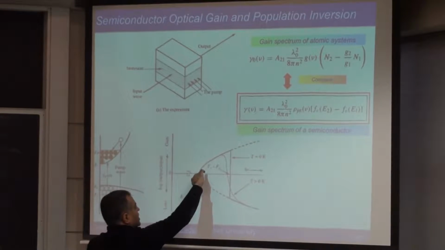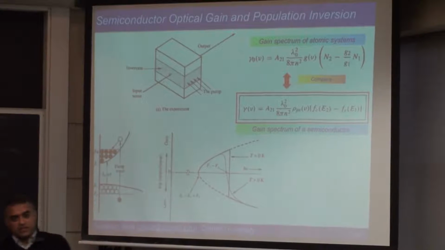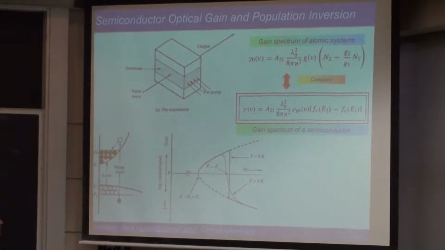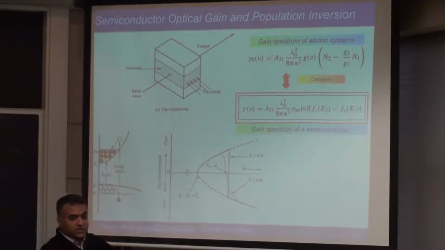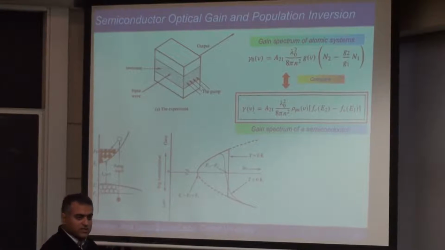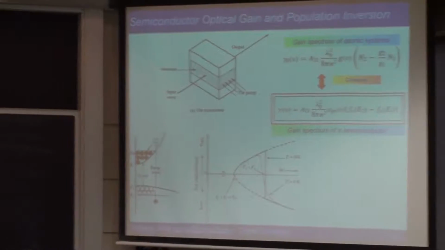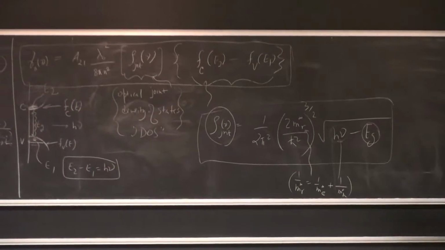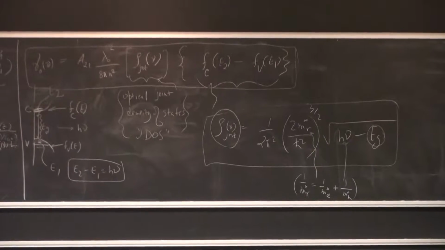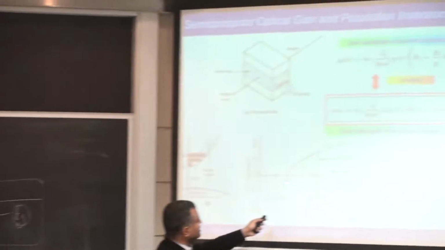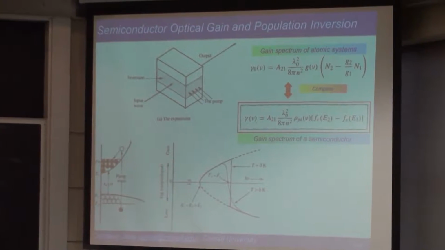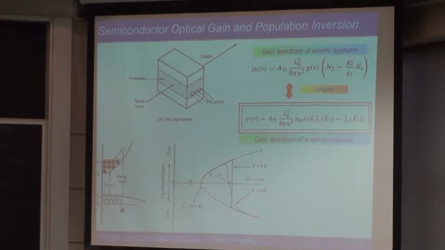So this is your gain spectrum of a semiconductor diode. It's not a Lorentzian, it's not a Gaussian, it's determined by the band structure of the semiconductor, or the density of states. The optical joint density of states is the gain spectrum of the semiconductor. And then we can do a low temperature, high temperature, and these have been measured to great detail, primarily because they have been used to make a lot of devices.